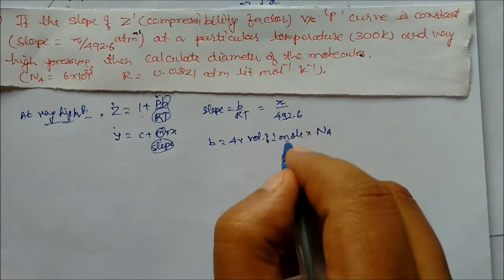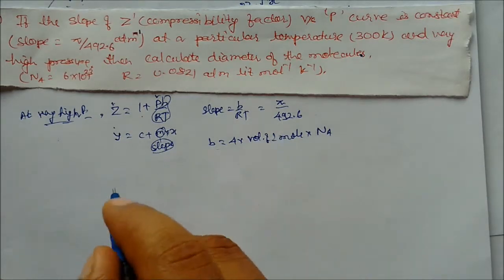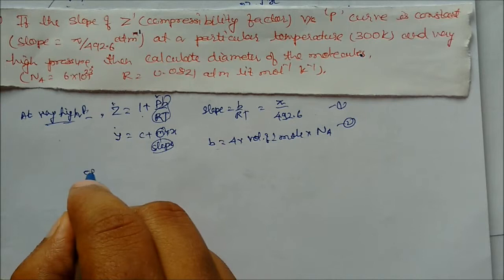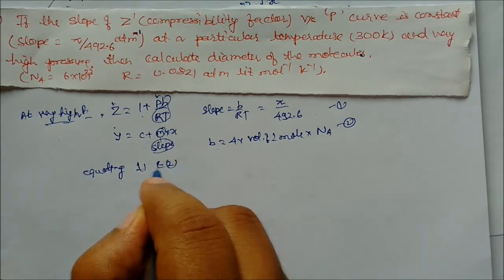It is also given, so we can compare with this. From this we will get R, because we only don't know R. So comparing, this is equation 1, this is equation 2. So equating 1 and 2.